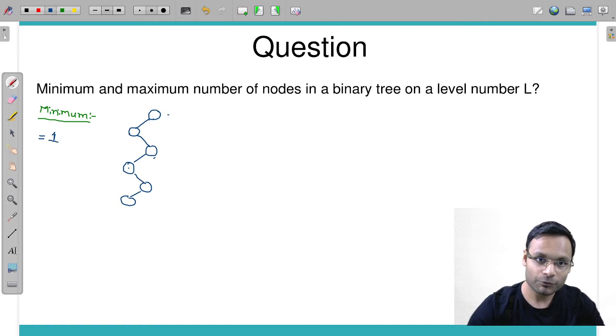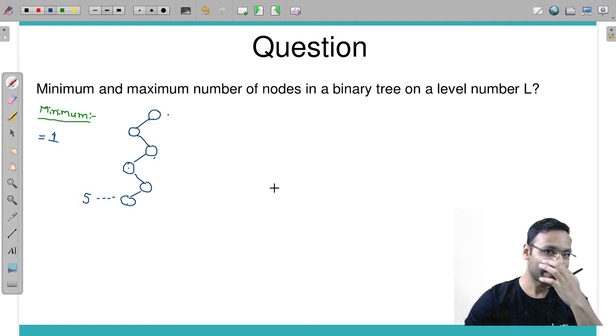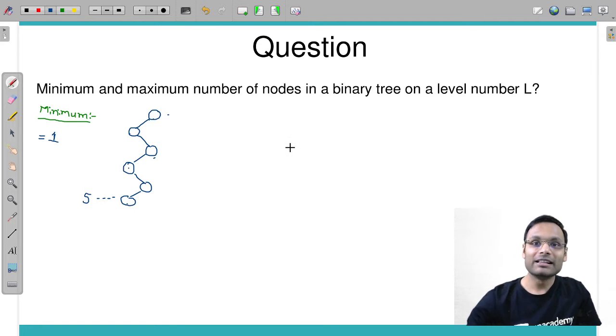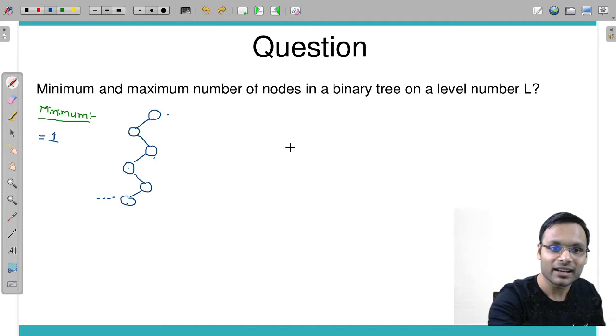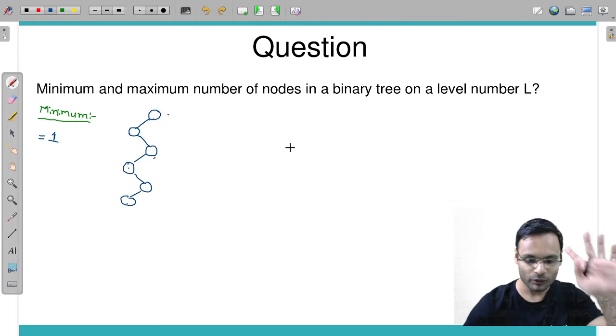Okay. Can we say we do have 0, 1, 2, 3, 4, 5? Sixth level is present or not? This is on the fifth level. Is there any sixth level present? No. So can we say minimum number of nodes at level number 6 is 0? Level 6 है ही नहीं तो नोड कहां से आएगा? So there is no any possibility of node 0. 0 नहीं हो सकता. Minimum 1.